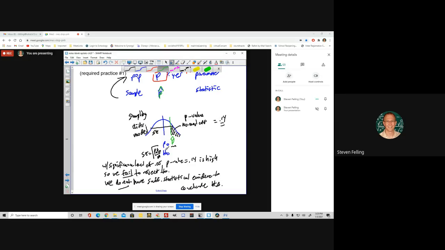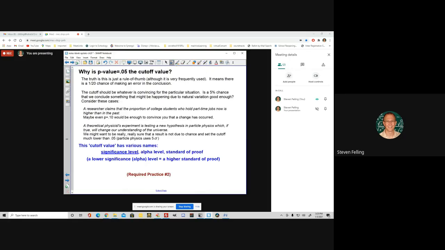Why is this 5%? Okay. Well, the reason it's 5% is just due to history, right? The person who invented this was Sir Ronald Fisher, and he had to pick something he thought 1 in 20 was unusual, and so he set it at 5%. But the truth is that that's a fairly arbitrary value. Why is that the cutoff value? Just it happens to be 1 in 20 chance.